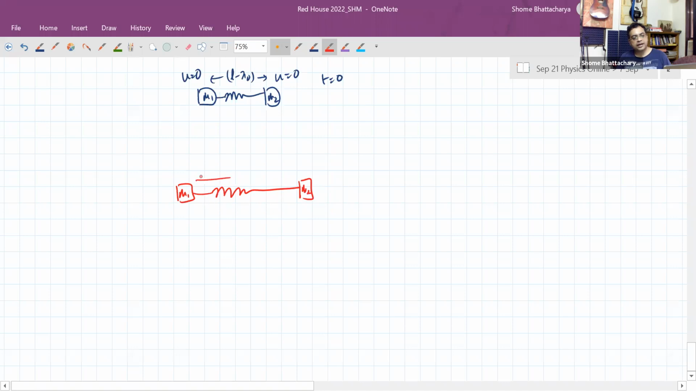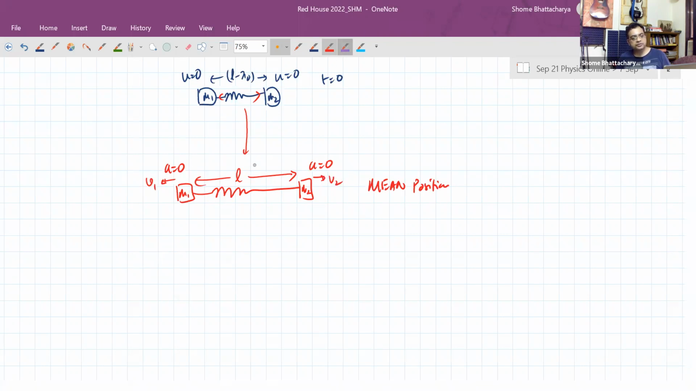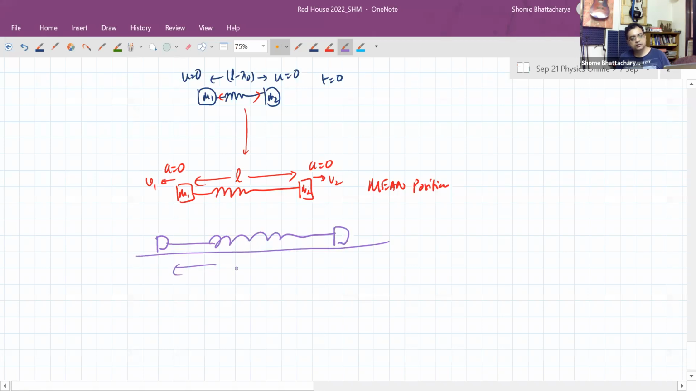When the blocks are at their mean position, their acceleration is 0. So this is the mean position. Now, obviously, to go from here to here, the spring has pushed it, so they've reached some velocities, V1 and V2. Now assume that after some time, they've gone further away from the mean position. So they are now at this kind of situation where this has become L plus X. So this is again at some time t.